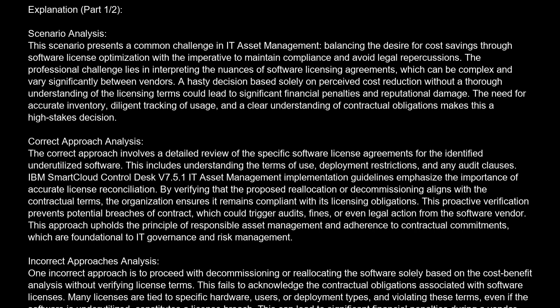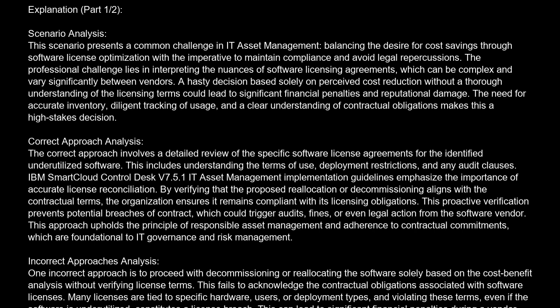decision. Correct approach analysis. The correct approach involves a detailed review of the specific software license agreements for the identified underutilized software. This includes understanding the terms of use, deployment restrictions, and any audit clauses. IBM SmartCloud Control Desk v7.5.1. IT Asset Management Implementation Guidelines emphasize the importance of accurate license reconciliation.